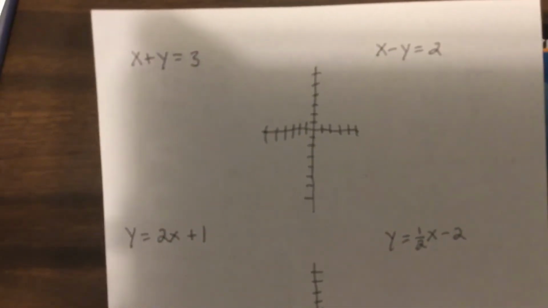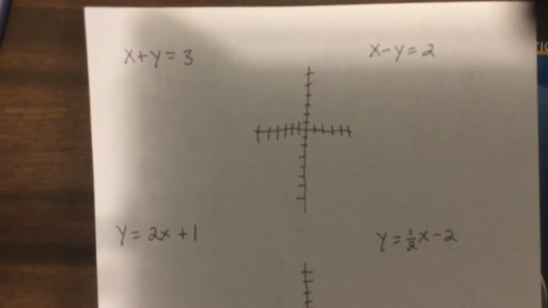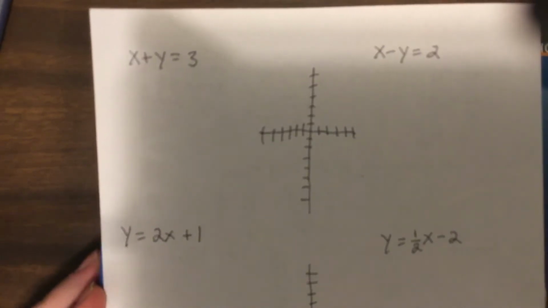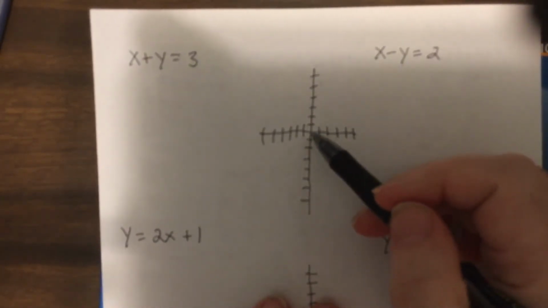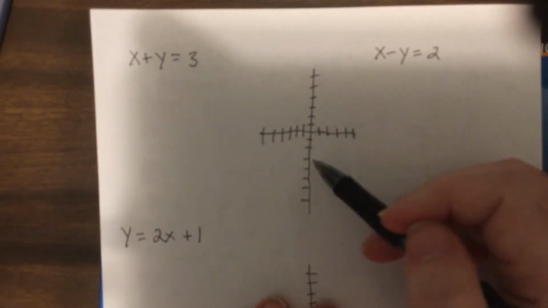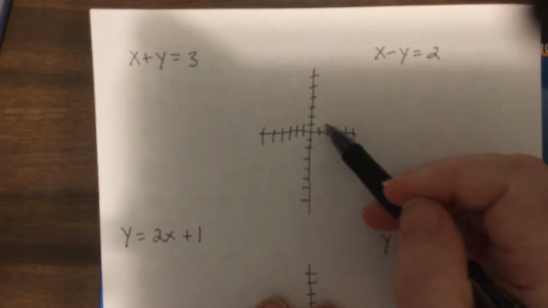Okay, now we're going to start getting into lines in the Cartesian coordinate system. Now I assume you know how to graph like (1, 1). It'd be 1 to the right, 1 up. (2, 1) would be 2 to the right, 1 up.